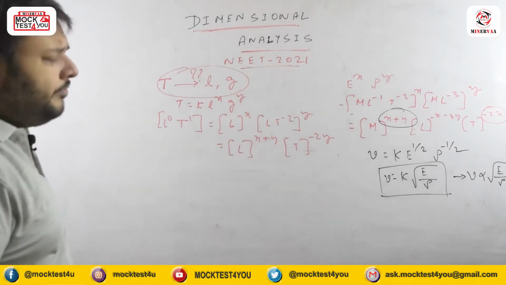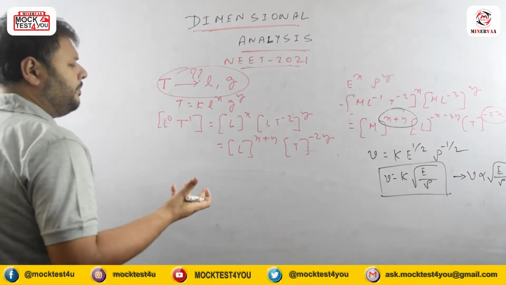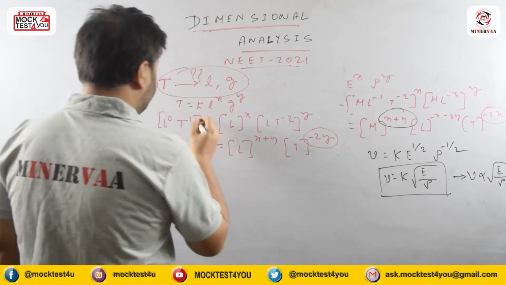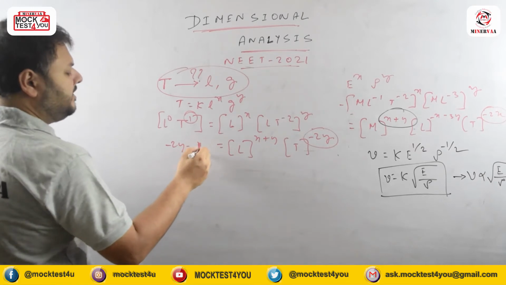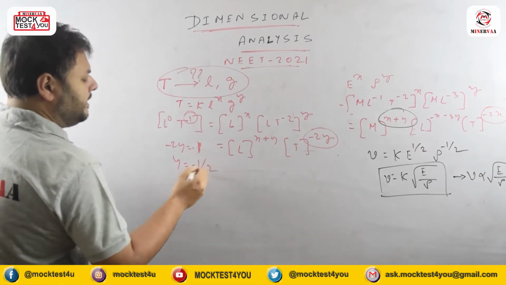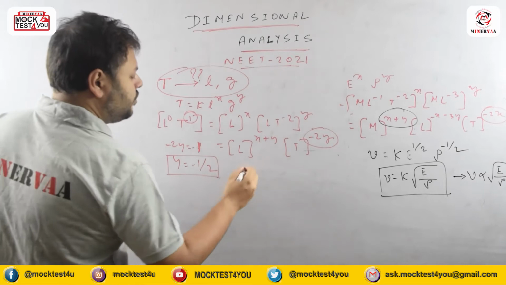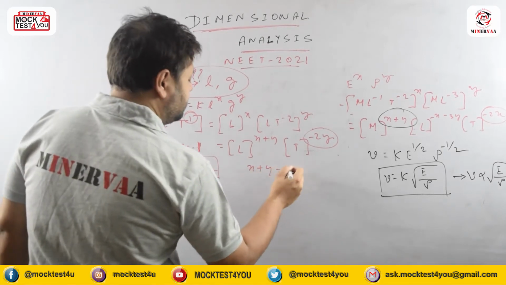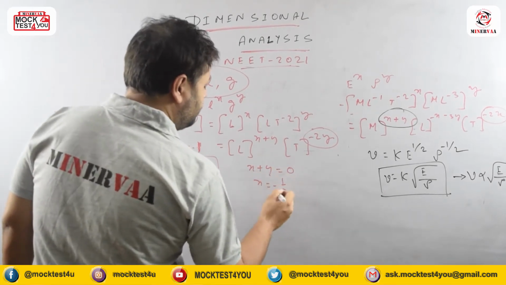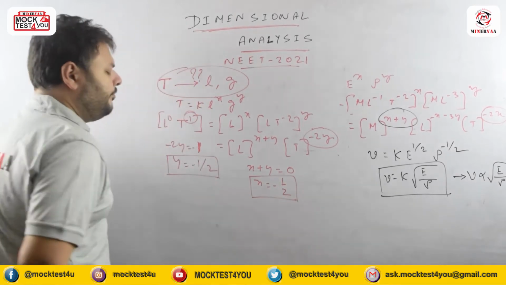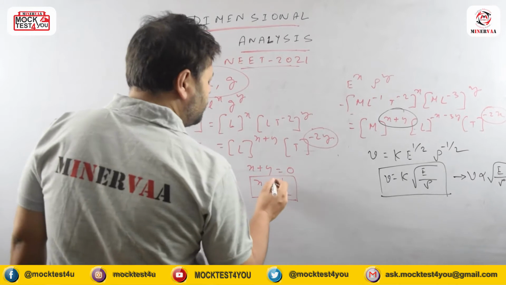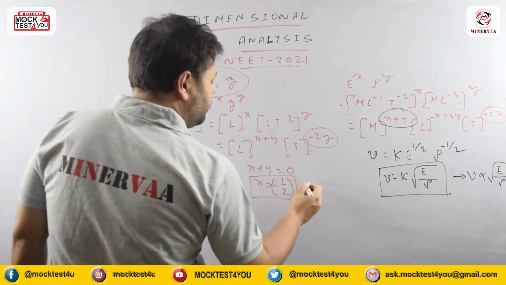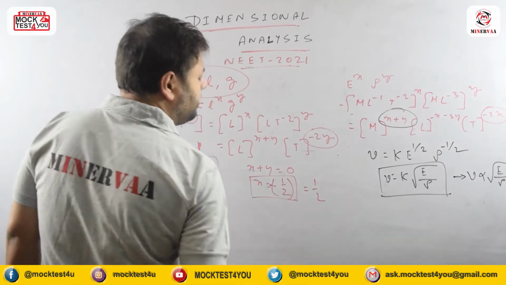So whenever we are doing this in a proper manner, here it is minus 2y equals 1. So minus 2y equals 1 means ultimately y becomes minus half. So x plus y is 0. So x equals minus y, so minus of minus half, so finally it will become plus half.